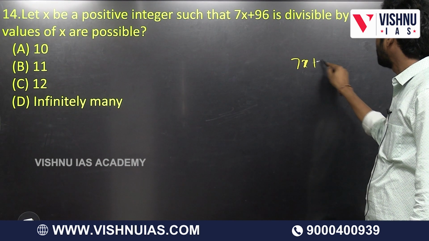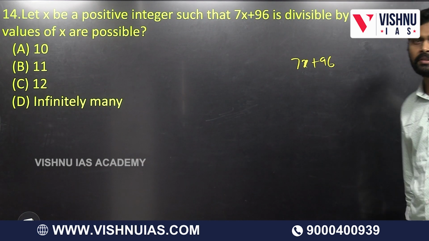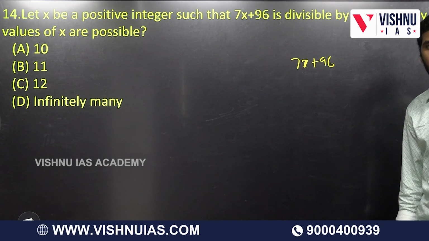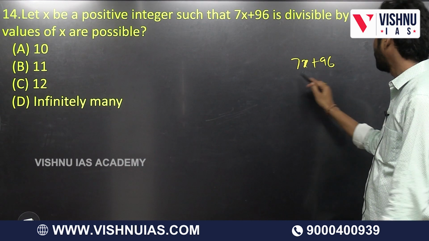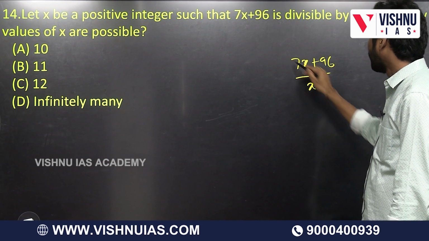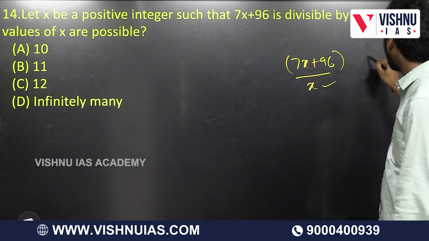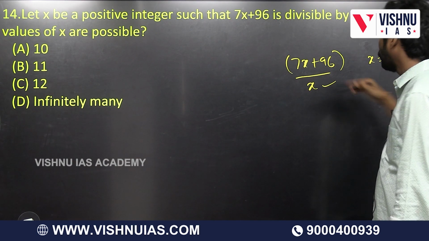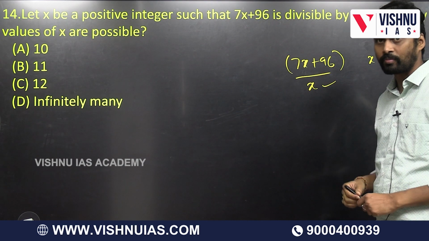7x plus 96. x is given as a positive integer. Positive integer means what? Positive integers mean 1, 2, 3, 4 and so on, right? Okay. So 7x plus 96 is divisible by x, it is saying that this expression is completely divisible by x. Then how many values of x, we don't know the value of x, but he is asking how many different values of x are possible.